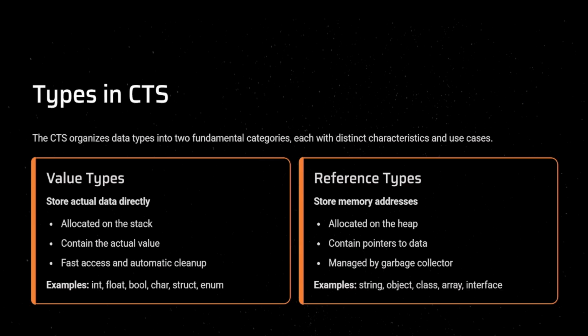Now let's talk about reference types. This stores the address, not the actual value. So these are stored in the heap memory and it is managed by the garbage collector. The string, class, object, these are all examples of reference types. There is a simple trick to remember. Value types mean the actual value. Reference types mean the address of that value. So this difference is very important, especially when you start coding.